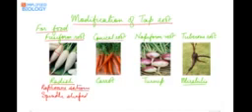Next, conical root. Now in the conical roots, they are thicker at the upper end with sudden tapering downwards. As the name shows, they take the shape of a cone. Example, carrot, that is Daucus carota.